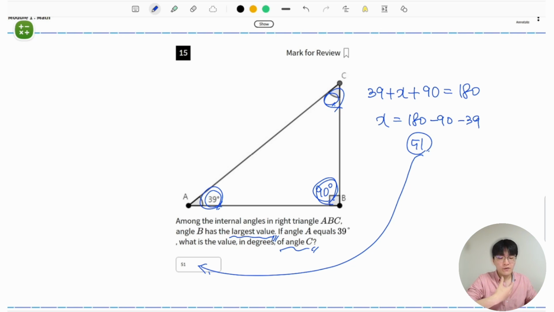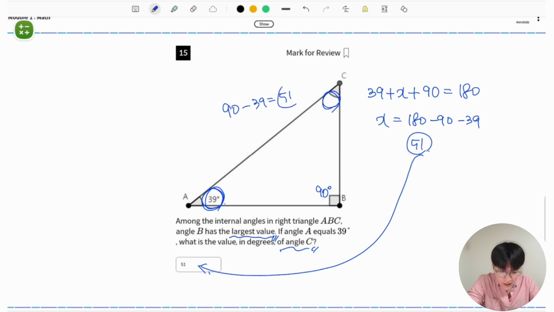Now, if you're a little bit more used to the SAT format, you can literally see that this is 90 degrees. And some of you will start just taking, since we know that the sum of this and this is 90, then we just start doing 90 minus 39. And we get 51. Either way works.